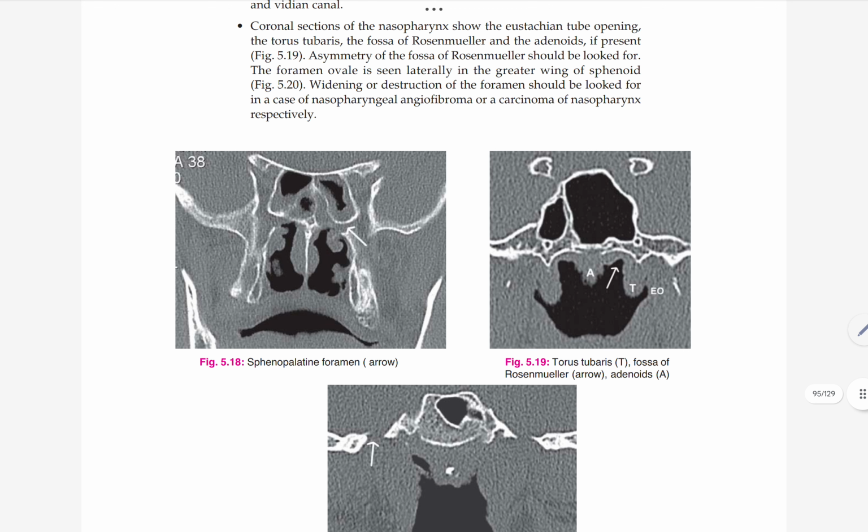Coronal sections of the nasopharynx show the eustachian tube opening, the torus tubarius, the fossa of Rosenmuller, and the adenoids, if present. Asymmetry of the fossa of Rosenmuller should be looked for. The foramen ovale is seen laterally in the greater wing of the sphenoid. Widening or destruction of the foramen should be looked for in a case of nasopharyngeal angiofibroma or carcinoma of the nasopharynx, respectively.